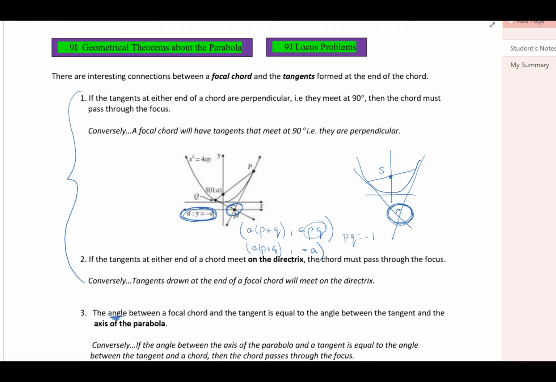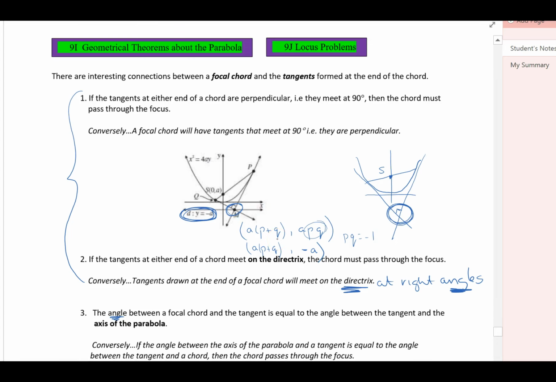And that's what this says. If the tangents at either end of a chord meet on the directrix, the chord must pass through the focus. Or conversely, tangents drawn at the end of a focal chord will meet on the directrix. The tangents at the end of a focal chord meet on the directrix. And we could add more to that. The tangents drawn at the end of the focal chord meet on the directrix at right angles. There's both those features. So they intersect on the directrix and they make an angle of 90 degrees.